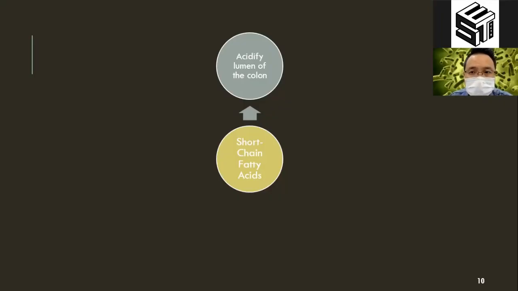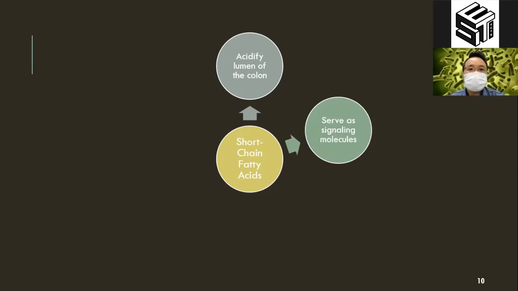And this acidic environment also enhances the production of mucin. Mucin is part of our defense system. This increased mucin content provides a greater physical barrier and decreases the likelihood of pathogenic bacteria colonizing our large intestine.